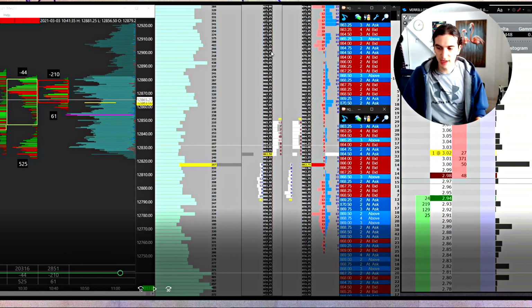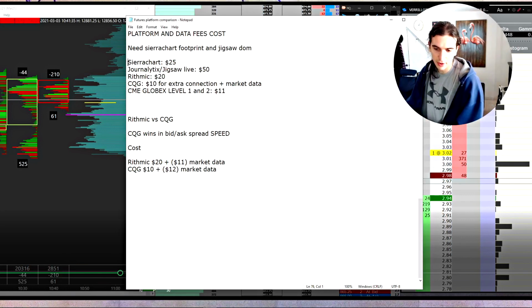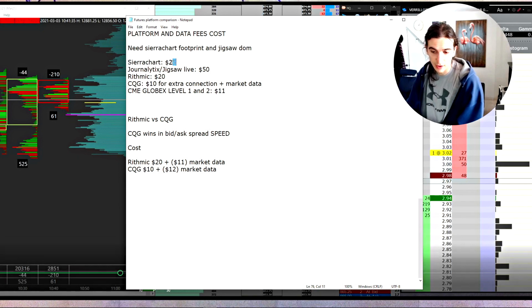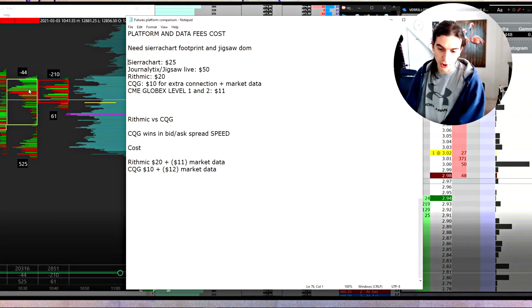Okay, so now that you understand what platforms I'm using, let's get into the costs of all these platforms. Sierra Chart is $25 if you have an account with AMP. If you don't, you can pay them, and it's $36 a month for the Sierra Chart package 5. The reason you need package 5 is because you need numbers bars, or footprint charts, basically these things right here.